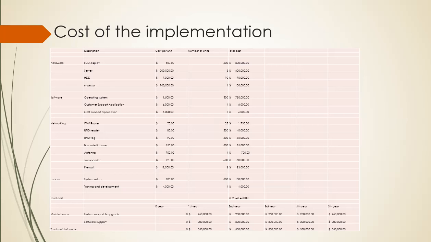Now let's see the cost of the implementation. Here we are talking about the 500 units of the trolley, which is more than enough for one store. So we require about 500 LCD displays, then 3 servers, 10 hard disks to store the product data, then 1 processor.